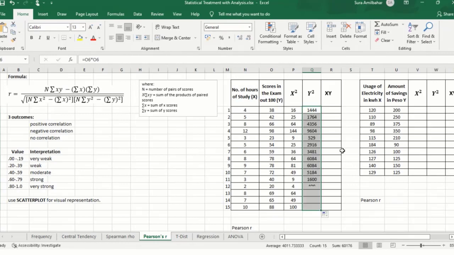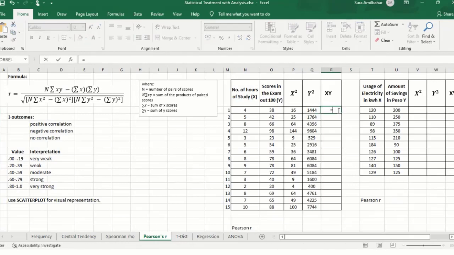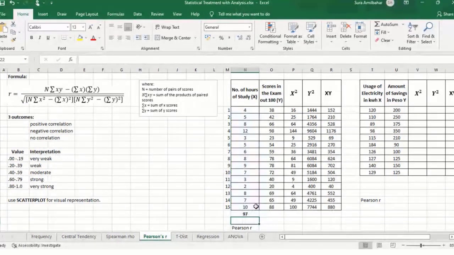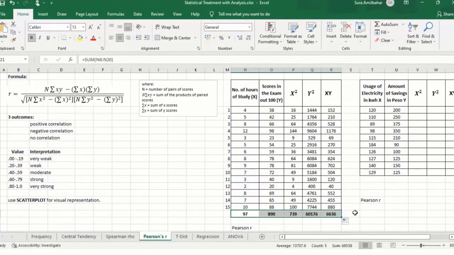The hard part here is putting the values into this formula. So, x times y. Just x times y. We need to get the sum of all of these because they are needed. Now, these are the values you put here. For example, n is 15. Then the summation of xy, which is this one, minus the summation of x, this one, times the summation of y, this one.